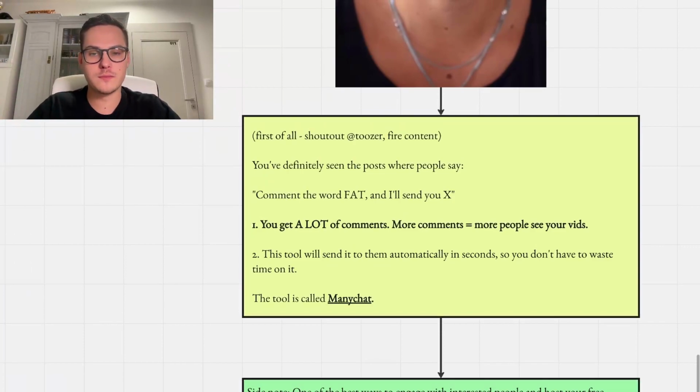So why is it so good? Because first of all, you get a lot of comments. More comments shows Instagram that your video is good. And if your video is good, Instagram shows it to more people, so more people see your videos. And then number two, there's this tool that will send it to them automatically in seconds, so you don't have to waste time on it and send it manually. And the tool is called ManyChat.